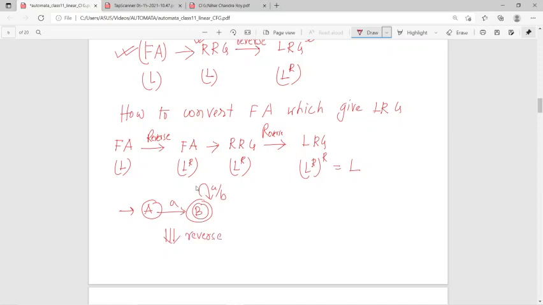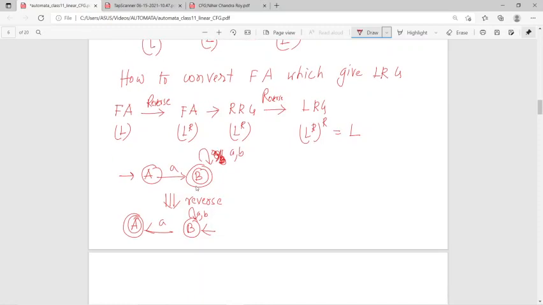You know how to reverse: you are just changing the arrow, and the initial and final states will be swapped. So this initial state will become final, you are just reversing the arrow, and the final becomes initial, and this is like that. This is a comma b. I'm writing a comma b. So that is the reverse.